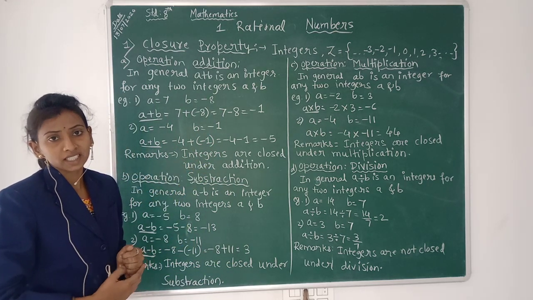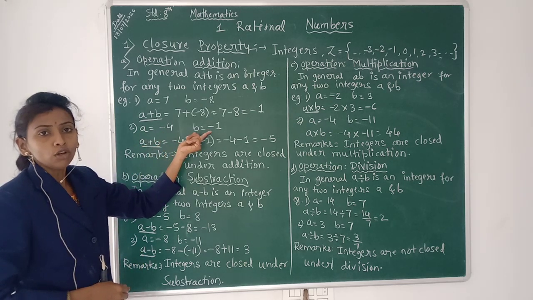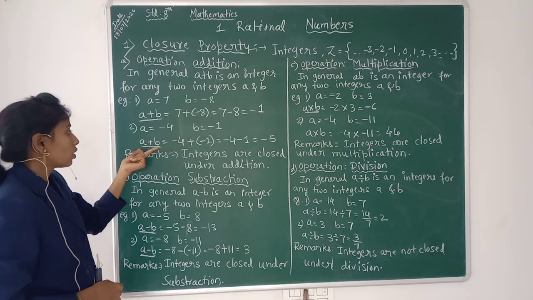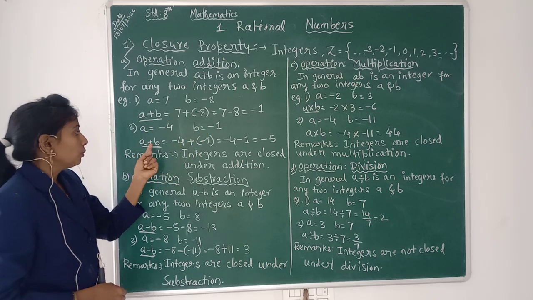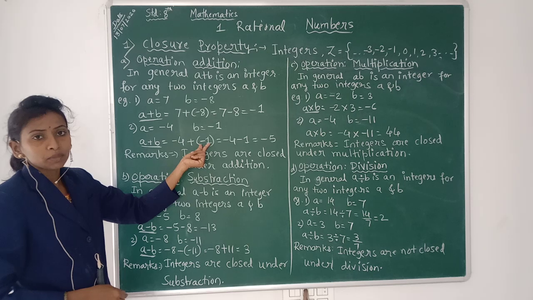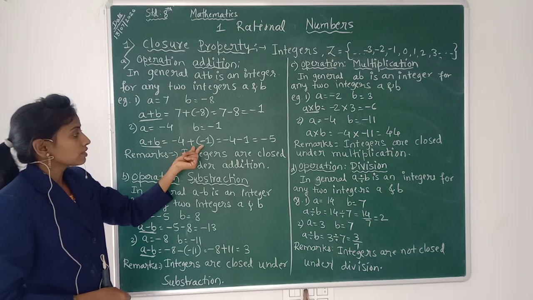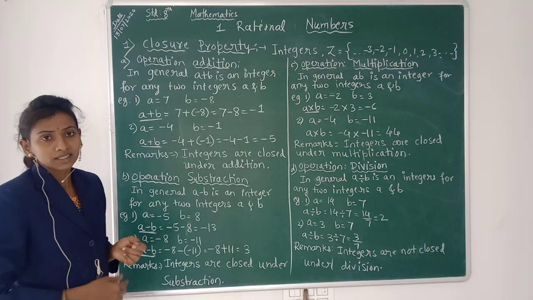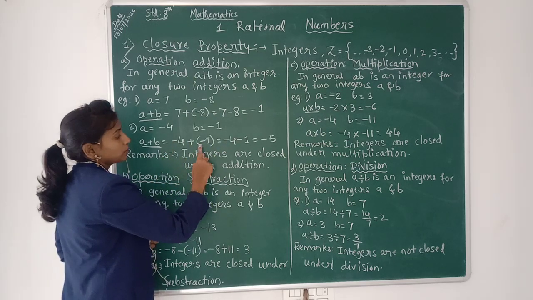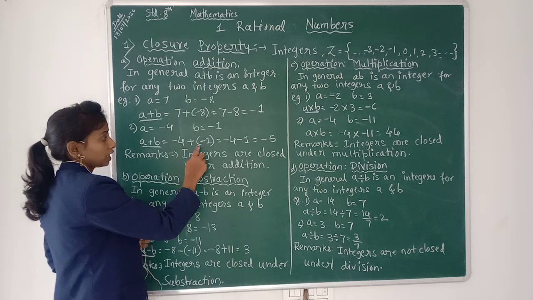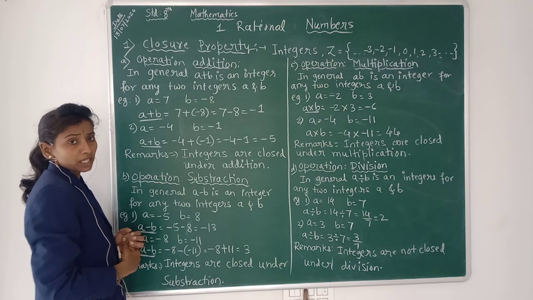We will check another example. Take a is equal to minus 4 and b is equal to minus 1. We are checking the operation a plus b. Put the a and b values: minus 4 plus, with b in brackets, minus 1. A bracket next to a sign indicates multiplication.